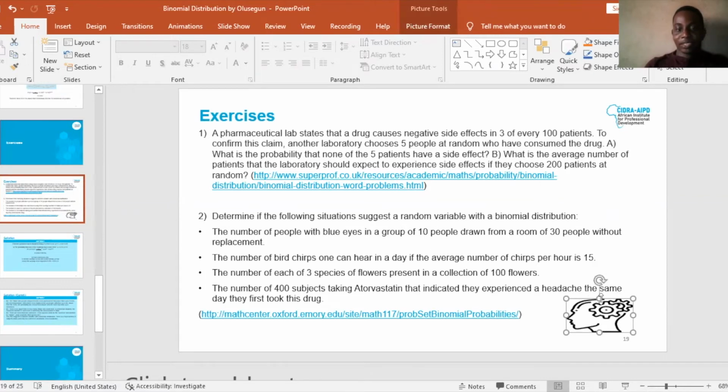They experienced a headache the same day they first took this drug. Secondly, the number of 400 subjects taking atorvastatin that indicated they experienced a headache the same day they took this drug. So after reading these exercises, we'll give you 5 minutes to go through them and solve them. Take your time. And 5 minutes start, after which we'll look at the solutions to the exercises.